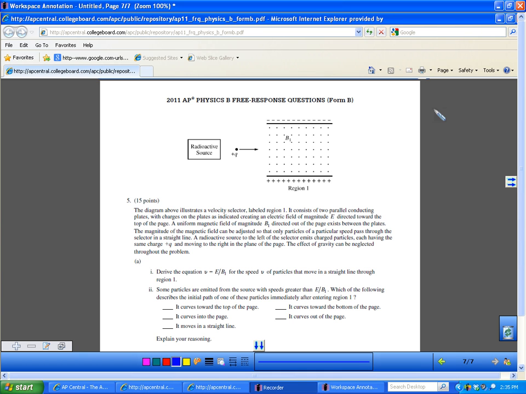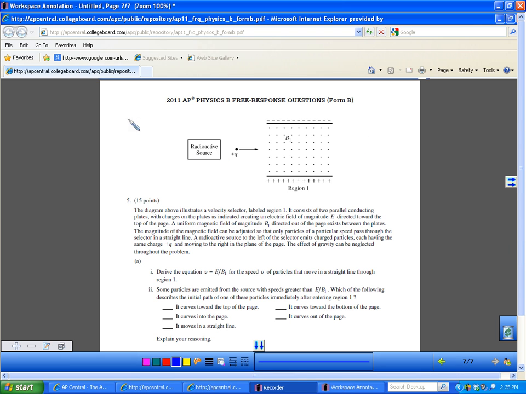A radioactive source to the left of the selector emits charged particles, each having the same charge plus Q, moving to the right into the plane of the page. The effect of gravity can be neglected throughout the problem. Okay, so they want me to derive an equation for part A that shows that v is equal to E over B1.